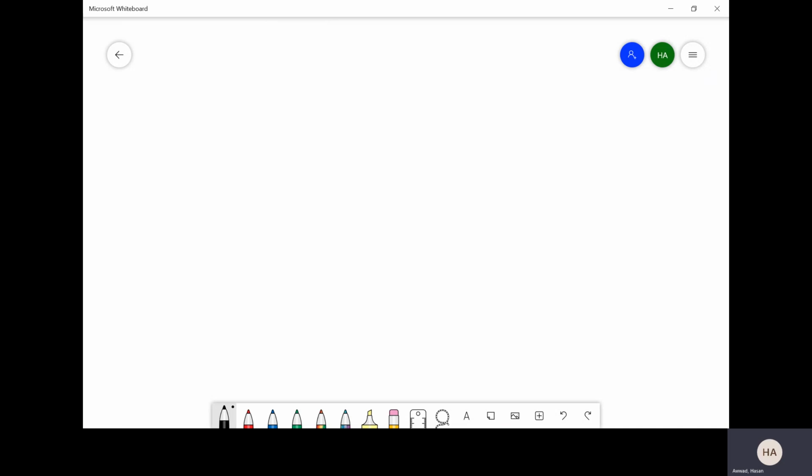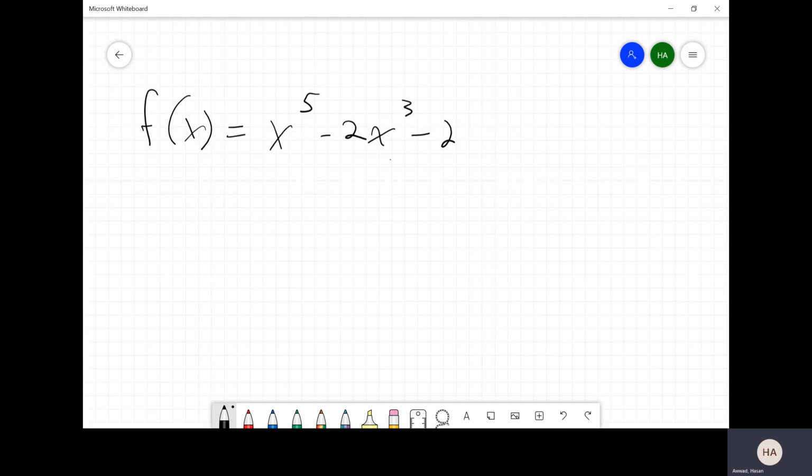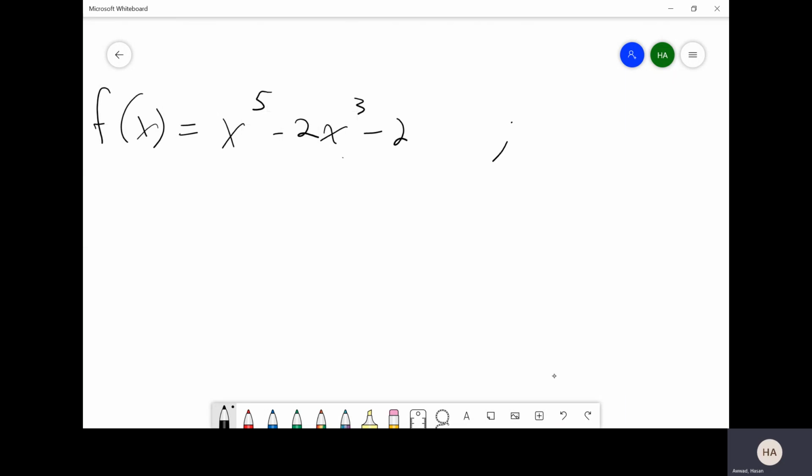So what I want you to do is show that there is a solution in the following function. The function is f of x is equal to x to the 5th minus 2x cubed minus 2. And this is on the interval of 0 to 2. So via IVT, just like we just did, prove that there is a solution. Show that there's a solution.